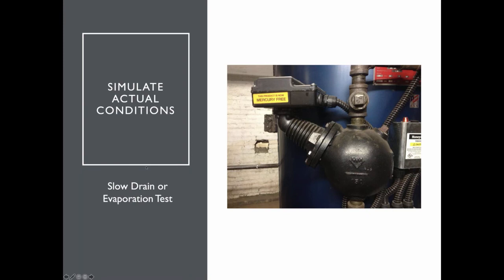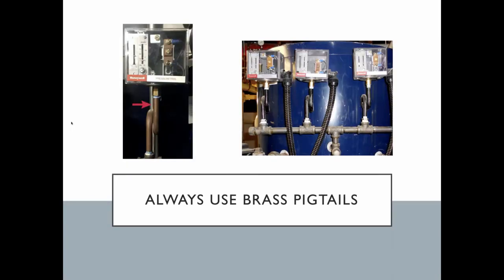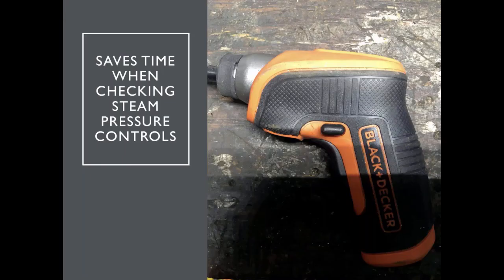So on a slow drain or an evaporation test, you just shut off water going to the boiler, and then you send it out into the system and make sure that this thing actually shuts off the boiler. Use brass pigtails instead of the black iron. There's going to be less chance of rust and sludge building up inside them.